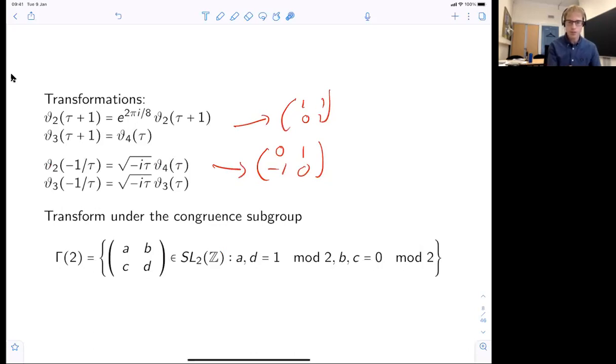But since theta 3 goes to theta 4 and theta 2 goes to theta 4 under the inversion, if you restrict to a subgroup of SL(2,Z), then we get that the functions transform back to themselves. So this is the so-called congruence subgroup known as Gamma 2, where A, B, C, and D are such that A and D are equal to 1 modulo 2, and B and C are equal to 0 modulo 2. So this is a subgroup of the group of integer 2 by 2 matrices with determinant 1.